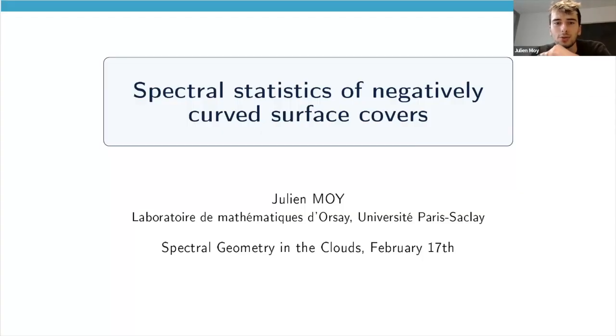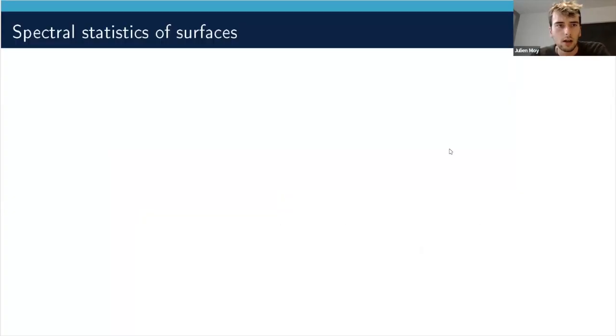So today I want to discuss some results on the distribution of eigenvalues of the Laplacian on some negatively curved surface covers. The motivation comes from eigenvalues of the Laplacian on surfaces. So to fix the ideas, we'll work with a closed Riemannian surface. In dimension 2, I assume X to have no boundary.